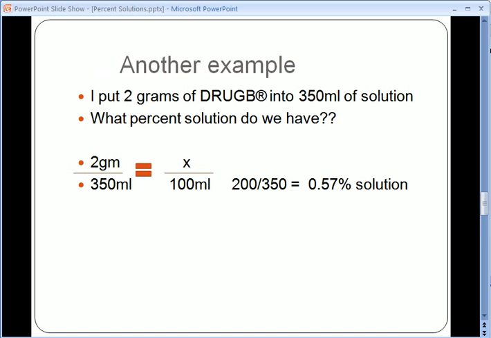Another example. I put 2 grams of drug B into 350 mLs of solution. What percent solution do we have? Well, 2 grams in 350 milliliters equals X to 100. Cross multiply and divide. 2 times 100 equals 200. Divide that by 350 and you have a 0.57% solution.